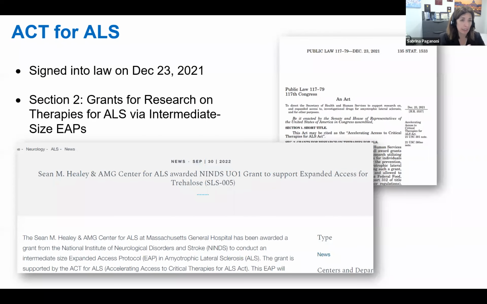Now, this is the next step. Again, our thinking about all of this continues to evolve. This is a relatively new type of study in ALS.